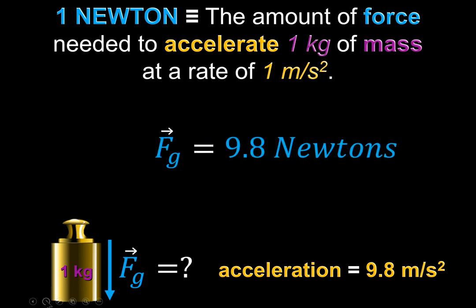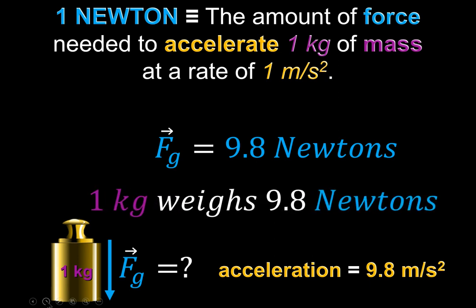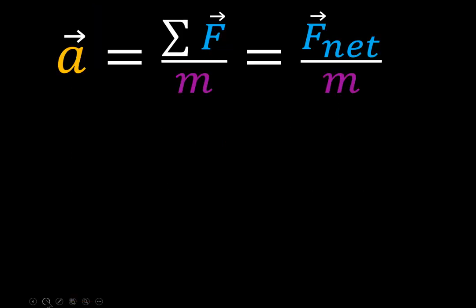So therefore, since our acceleration is 9.8, our force of gravity is 9.8 newtons. Should be a negative because it's going down. So 1 kilogram weighs 9.8 newtons. We already kind of assessed this when we went over mass versus weight. Just kind of showing you how it relates to the equation.